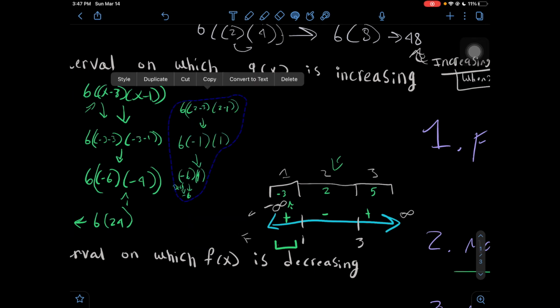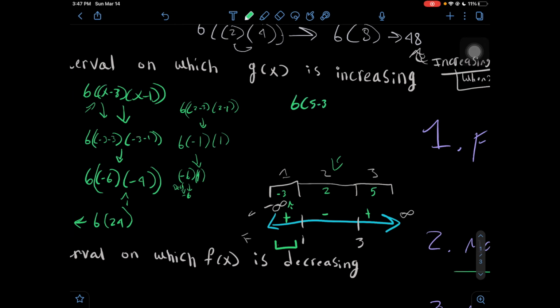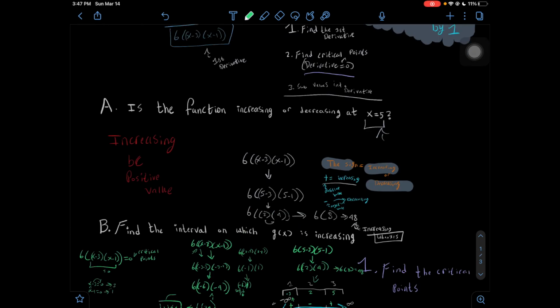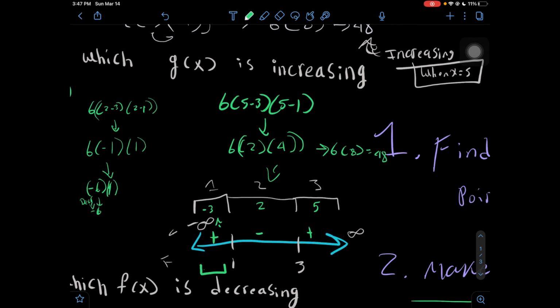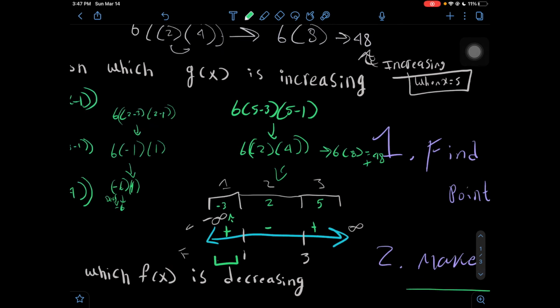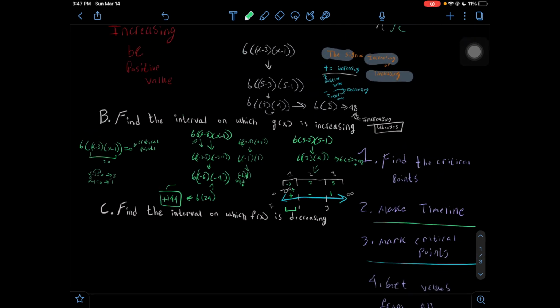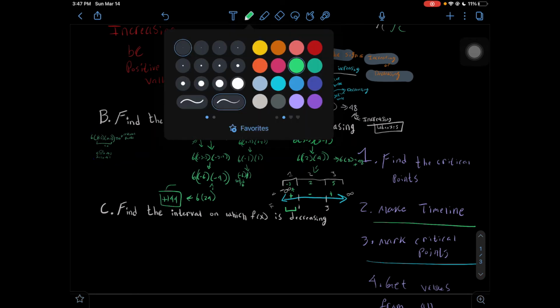Finally, let's do interval 3, where we chose a value of 5. So we have 6 times 5 minus 3 times 5 minus 1. That's 6 times 2 times 4. 4 times 2 is 8, and 6 times 8 equals 48. You can see that was the same value we got earlier when we did x equals 5. We know that's increasing because it's positive 48, and it all matches up. Now our answer to B, let's move this and make it a little smaller, and we're going to write it in red again.